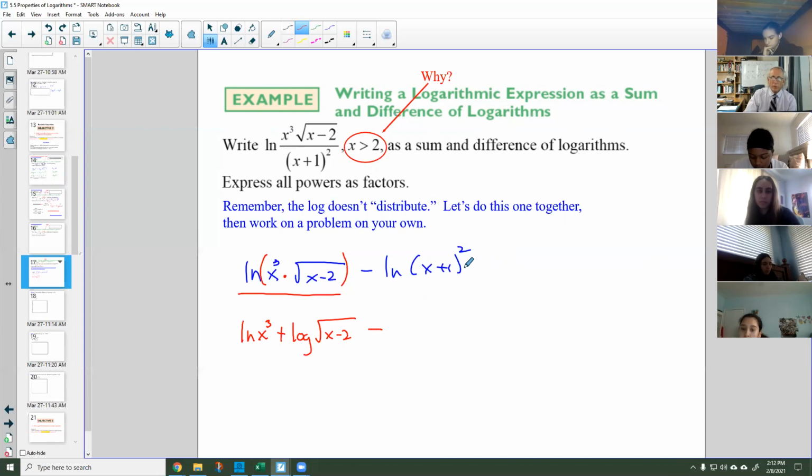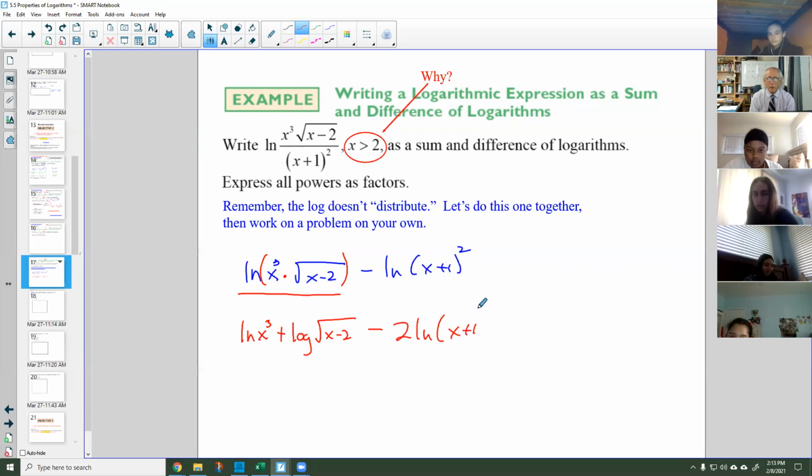Jordan, can you help me with this one here? Yeah. What property should I use? I don't remember the name of it, but it was the third property. The third one, yeah. So we'll call it property 3. That's okay. It's called the power property. So what does it look like? This changes it to 2 ln parentheses x plus 1 parentheses.